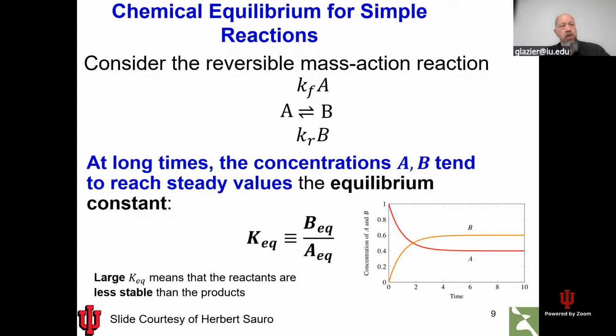Notice that while the ratio of B star or B equilibrium to A equilibrium is constant and independent of the initial values, the total amounts of B and A are going to depend on what the initial values were. The sum of A plus B is conserved in this reaction.